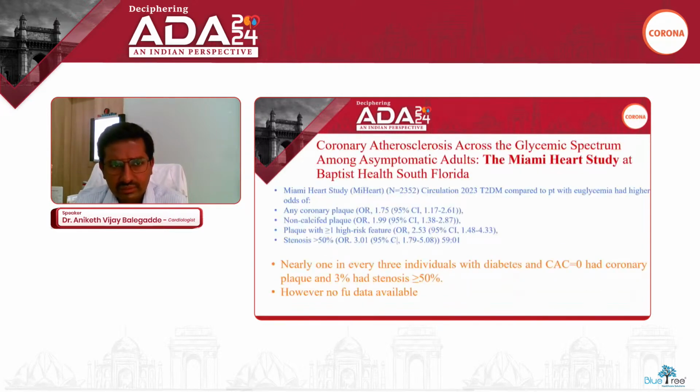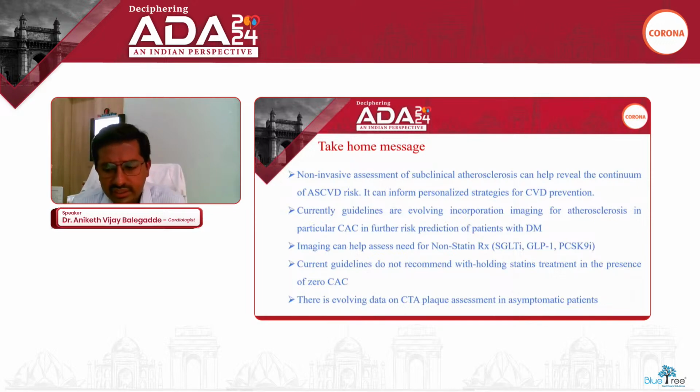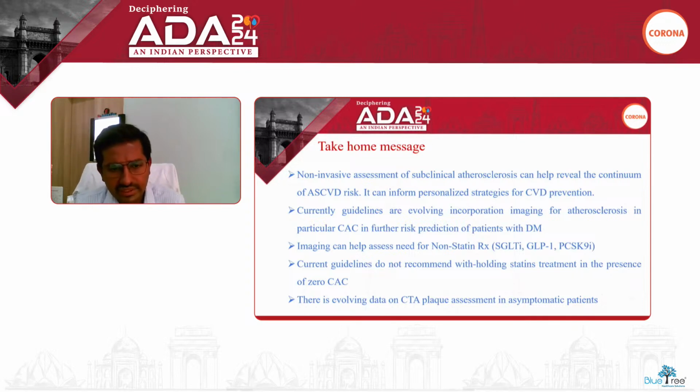So basically, I would like to conclude that there are many modalities to identify obstructive as well as non-obstructive coronary artery disease. Non-invasive assessment of subclinical atherosclerosis can help reveal the continuum of ASCVD risk. It can inform personalized strategies for CVD prevention. Current guidelines are evolving in incorporating imaging for atherosclerosis, and particularly coronary artery calcium score, in further risk prediction of patients with type 2 DM. Imaging can help assess the need for non-statin treatment, like use of SGLT inhibitors, GLP-1 agonists, PCSK9 inhibitors. Current guidelines do not recommend withholding statin treatment in the presence of a zero coronary artery calcium score.